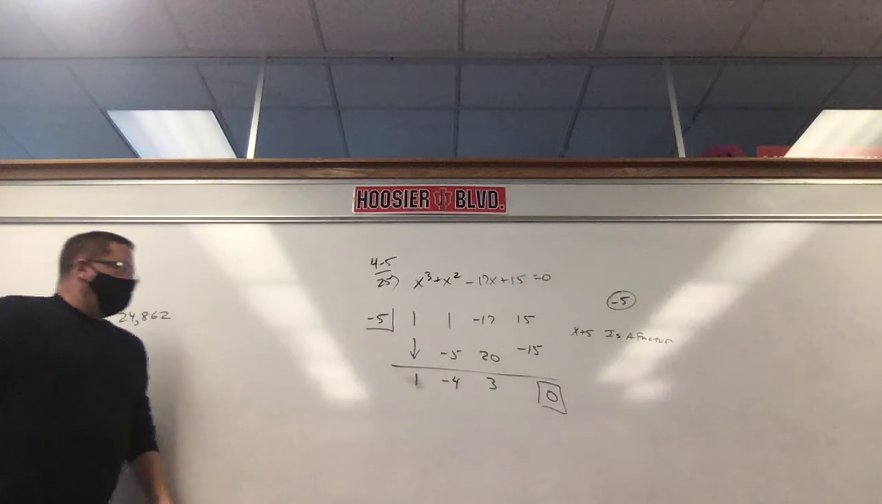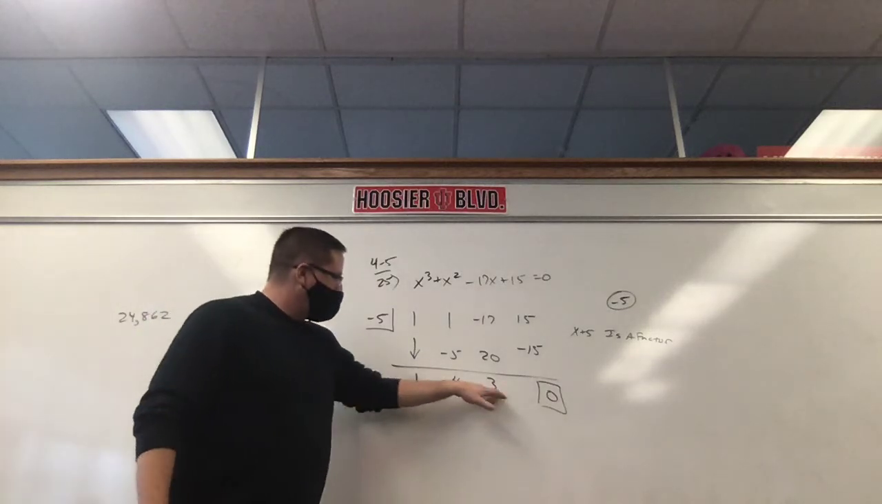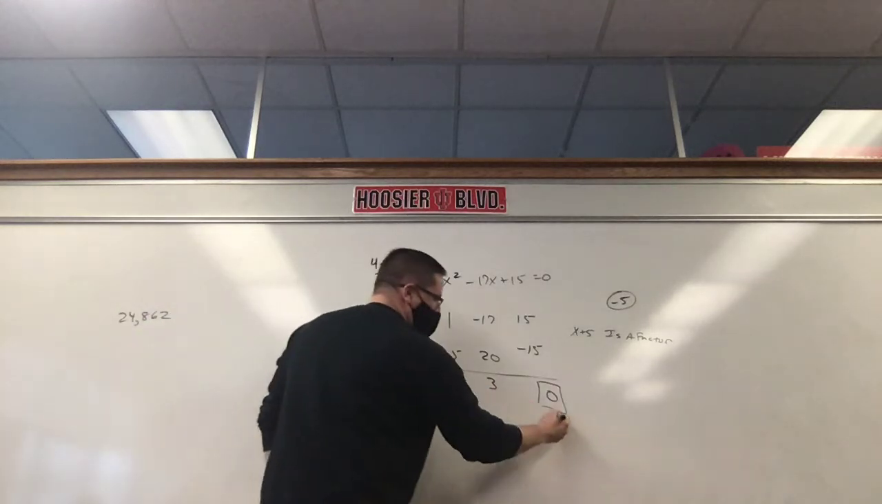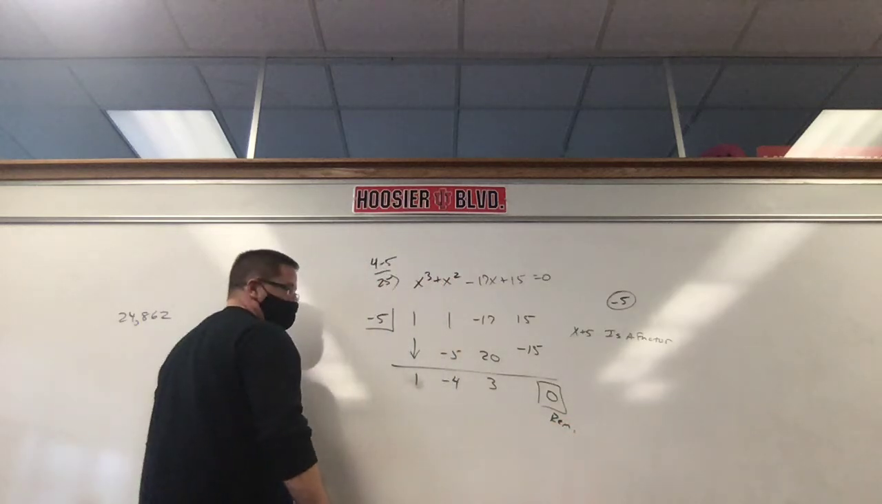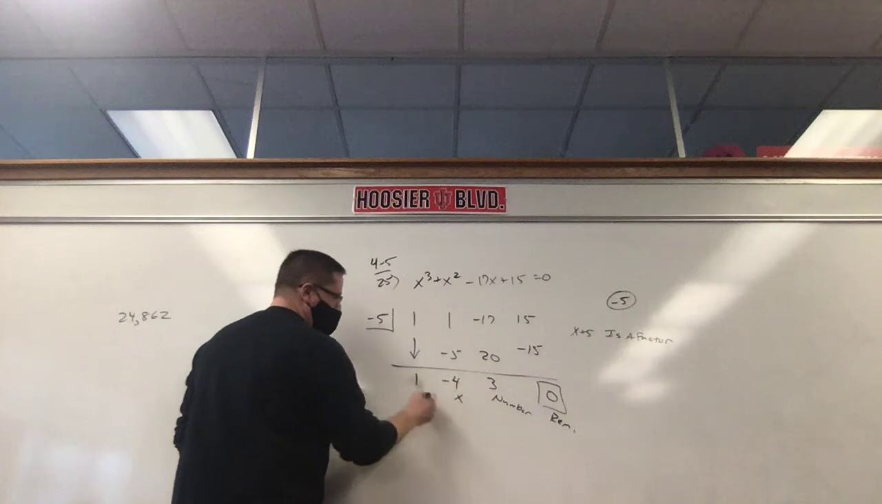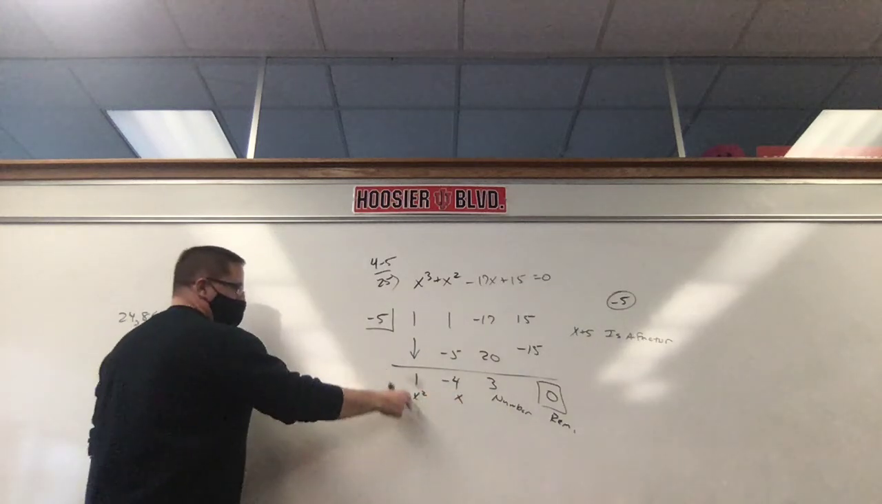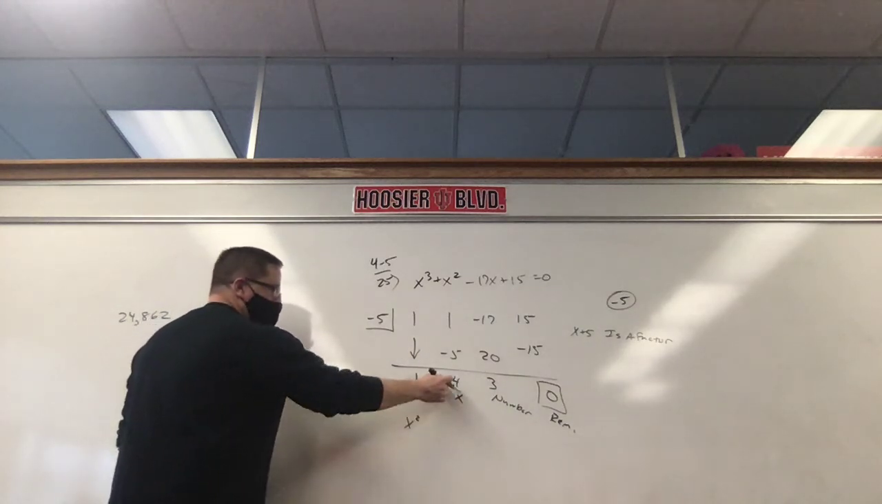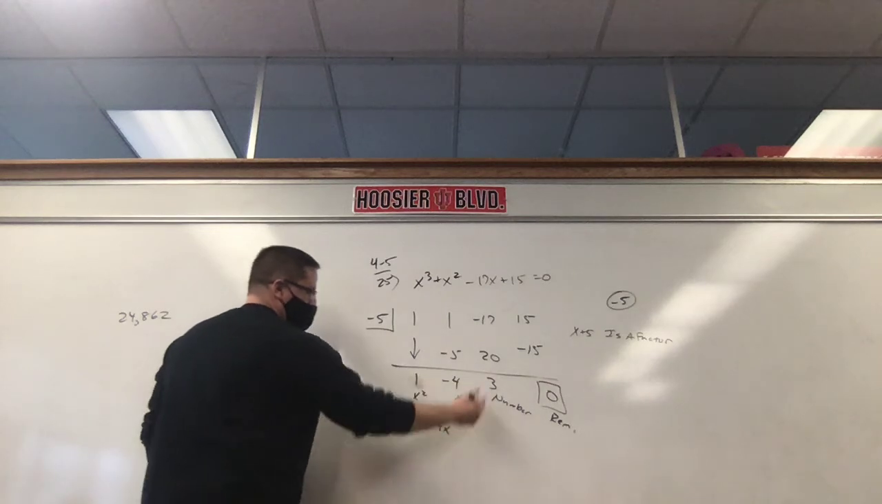So, all right, what the heck is 1, -4, 3, 0? This right here, if you remember, is the remainder, which is 0, and it's supposed to be. This right here is the number. This right here is the x. This is the x squared. So we have 1x squared minus 4x plus 3.